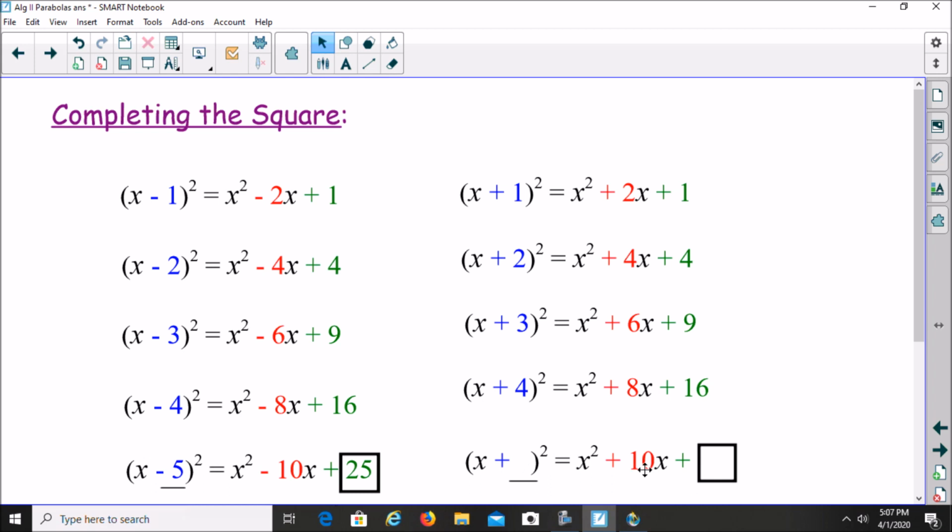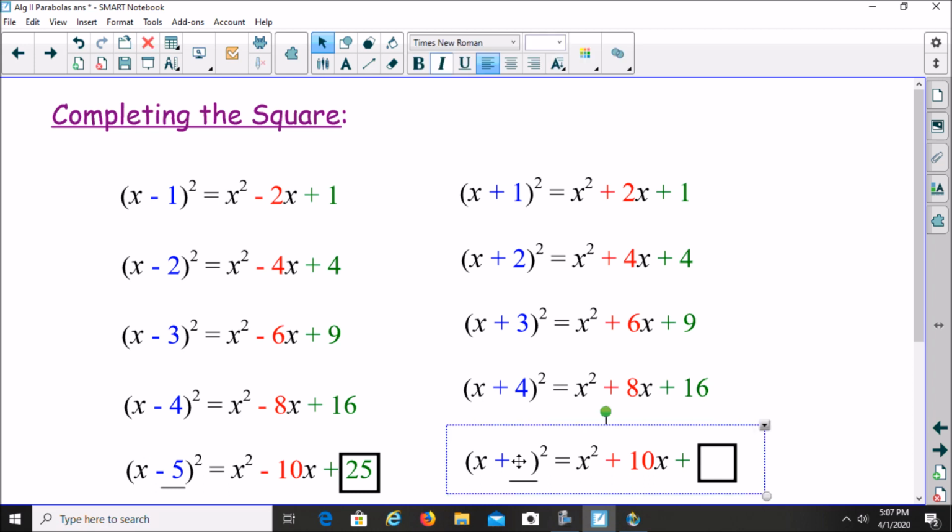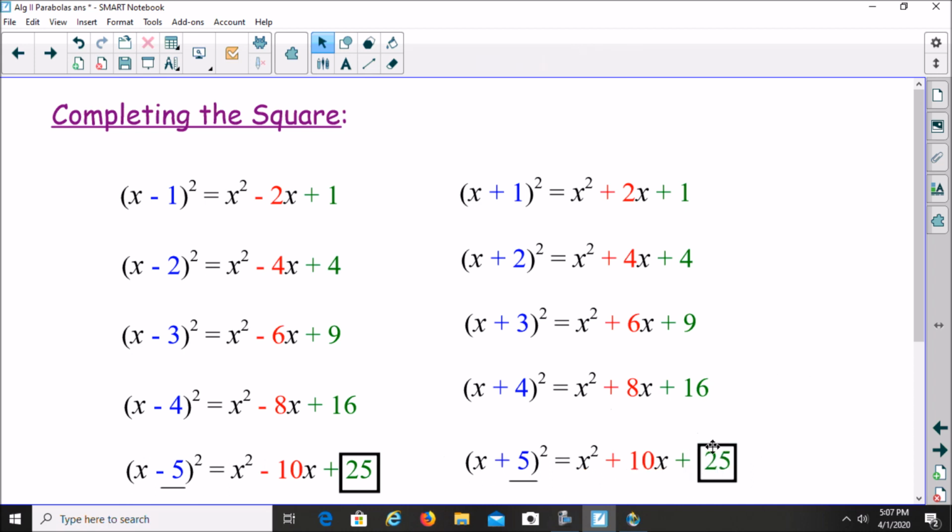Over here, nearly the same thing. Half of 10 is 5. 5 squared is 25. So x² + 10x + 25 is (x + 5)².